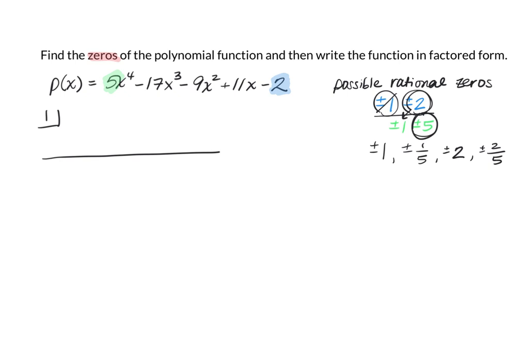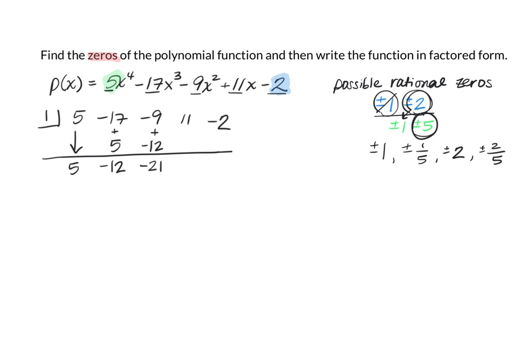Take a look at your polynomial and make sure that you are not missing any terms. In this case, we're not missing any terms, so our coefficients are 5, -17, -9, +11, and -2. So in synthetic division, you drop the 5 down, then you multiply the 5 by the number in the box, so 5 times 1 is 5, and then you add straight down. Then you multiply, in this case, -12 times the number in the box would be -12, and then you add straight down again.